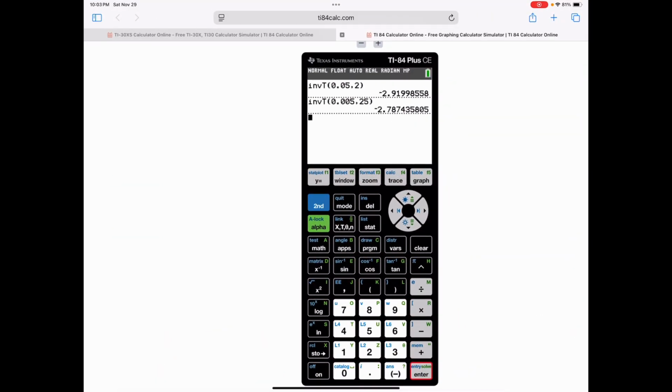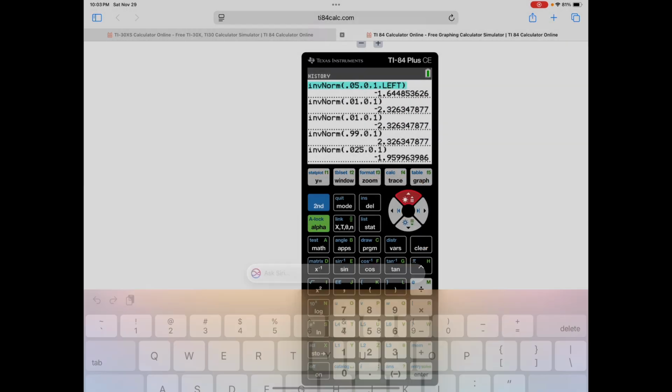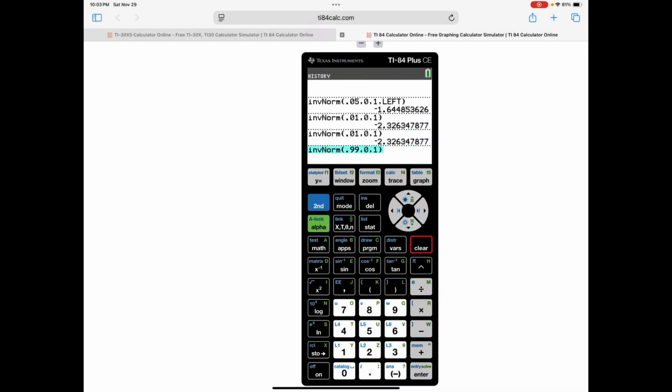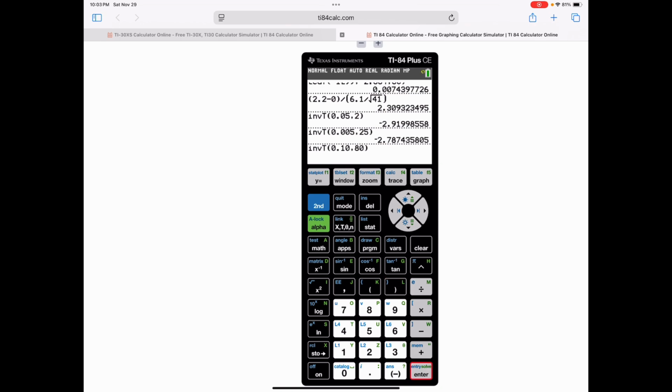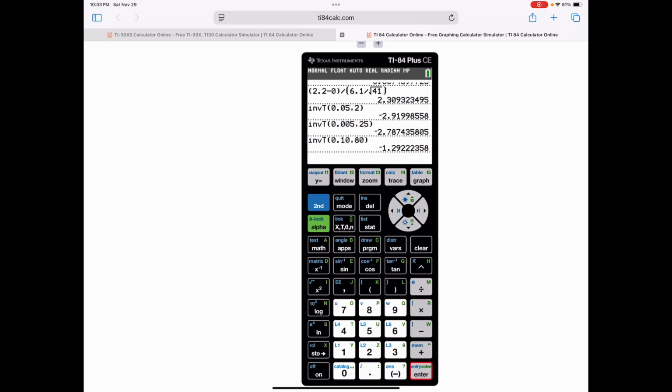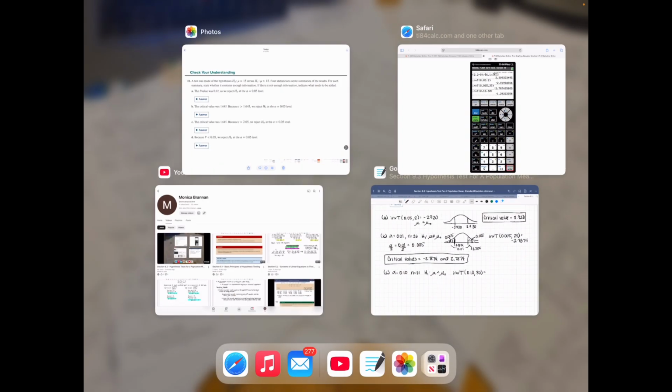So if I go back up here, I'm going to pick that first one. Whoops. Let me just clear that. Okay, I'm going to clear all of these. Ooh, I got a little mess there going on, don't I? Okay, if I go here and I'm at 0.10, my degrees of freedom are 80. And that gives me negative 1.2922 as my critical value.